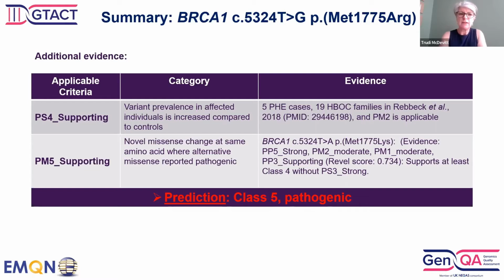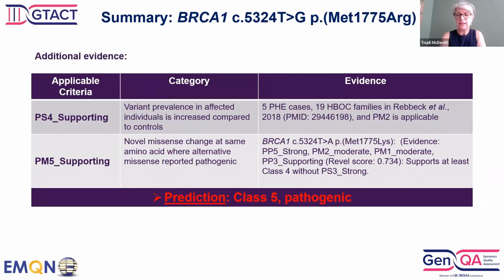There are a couple of caveats with using PM5 supporting. The first one being that the REVEL score of your variant and the variant you're comparing it to need to be such that your variant has a higher REVEL score or is stronger for the in silico tools. In this case, the 2 REVEL scores were almost identical. So therefore we downgraded it to use it as supporting.